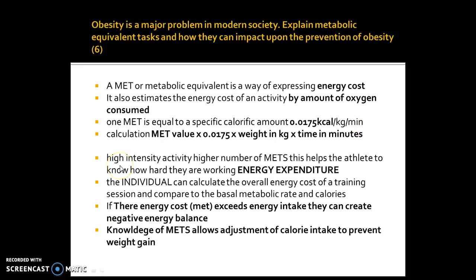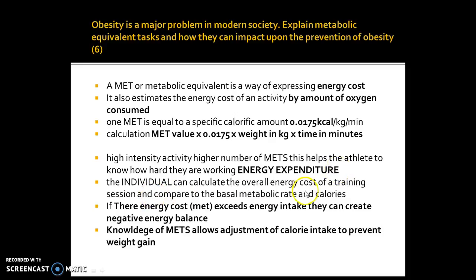Now, what are we saying? The next bit says, how can it impact upon the prevention of obesity? Well, it's huge, because if you know the energy cost or the energy expenditure of an activity, that has massive implications for creating a negative energy balance, which is vital if you're trying to avoid obesity. So what I'm saying here is that the higher the intensity of the activity, the higher the number of METs. This helps the athlete know how hard they're working and know their energy expenditure levels. So it gives them a factual bit of information on how much energy they're expending.